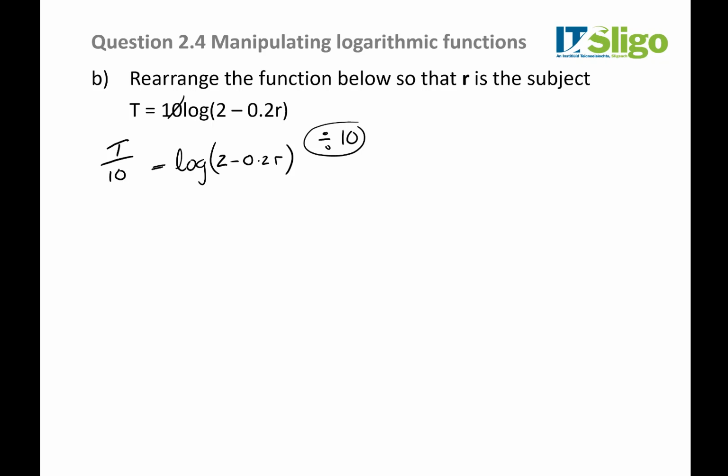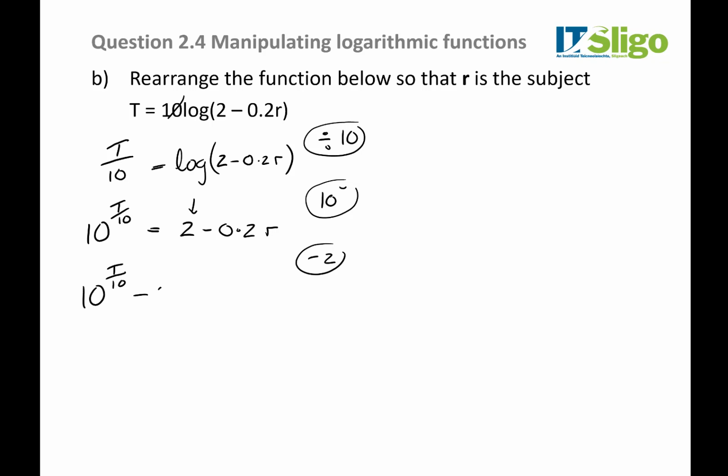Now I want to get rid of the log. So it's log to the base 10. We raise both sides as a power on 10. So now we've got 10 to the power of t over 10. So don't be put off, guys. Just because it looks weird, like you're doing science maths, there's going to be a lot of weird looking stuff going on. Now I want to get rid of this 2, it's joined on by a plus, so I'm going to subtract 2 from both sides. So 10 to the power of t over 10 minus 2 is equal to minus 0.2r.